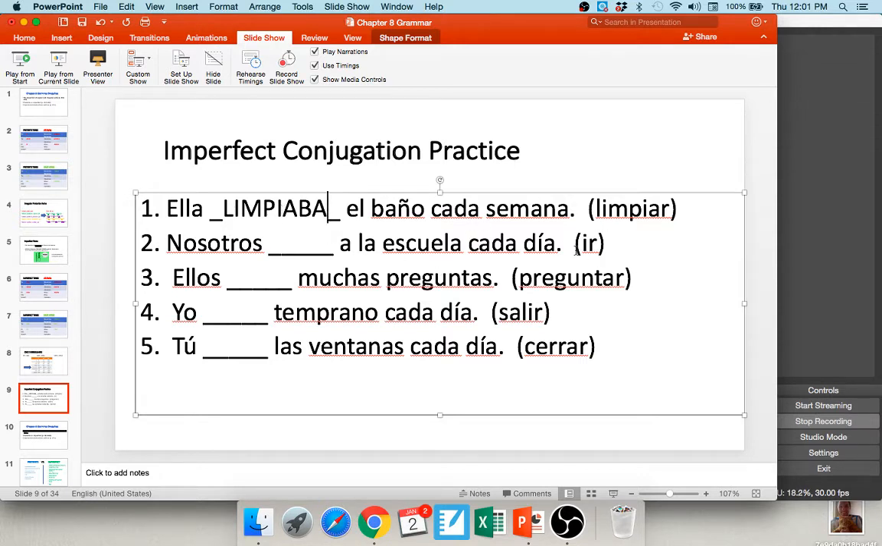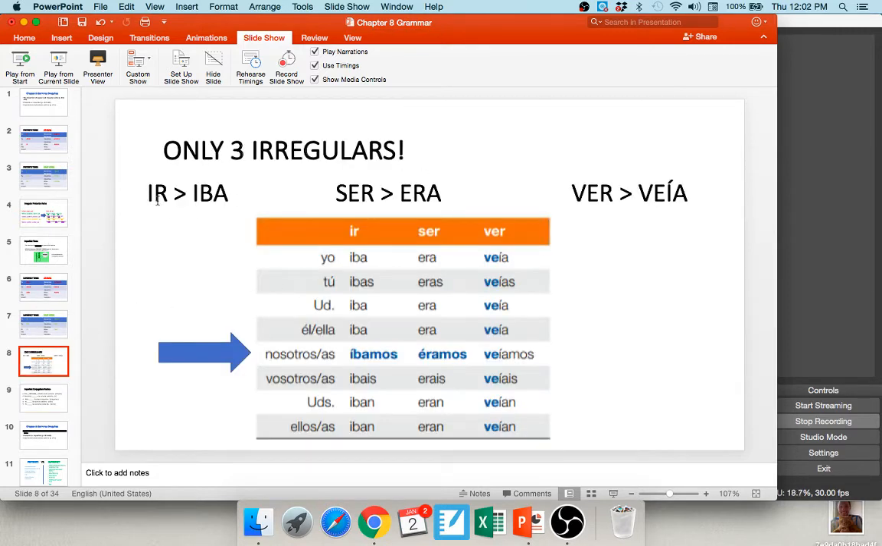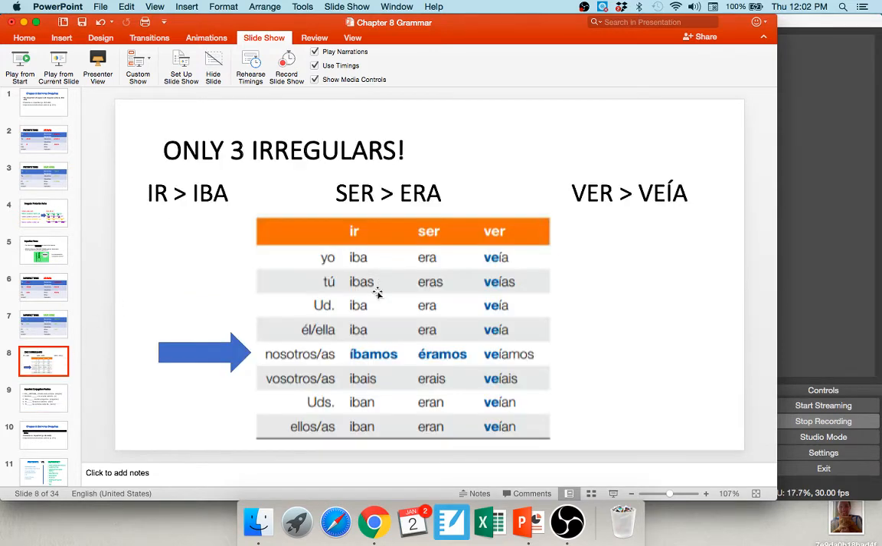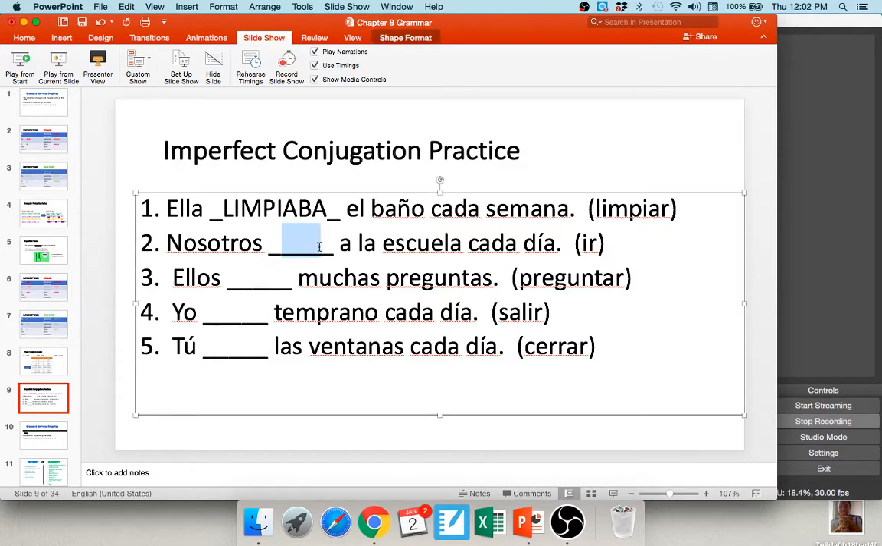Nosotros and ir. You know that ir is irregular. So as we go back up and find ir, we know that ir becomes iba. We're saying that nosotros, we used to go somewhere. And you can find that the nosotros form here should be íbamos. So nosotros íbamos a la escuela cada día. We used to go to school every single day, right? I'm sure you can go through and complete the rest of these. Take a moment and pause our audio and give these a try.